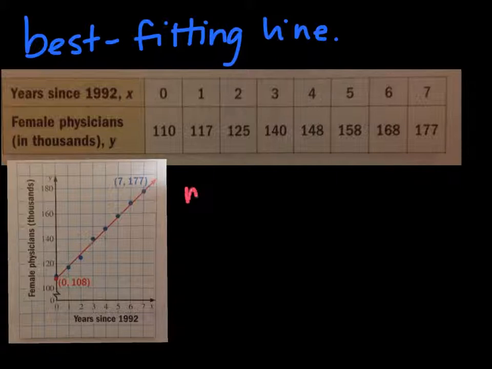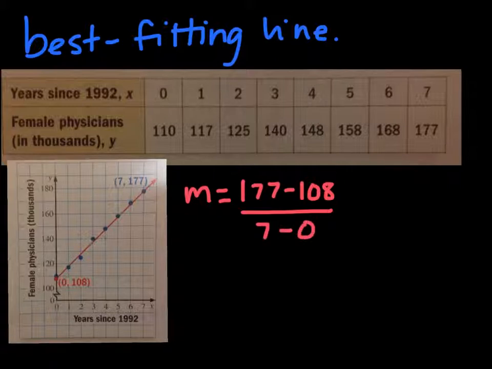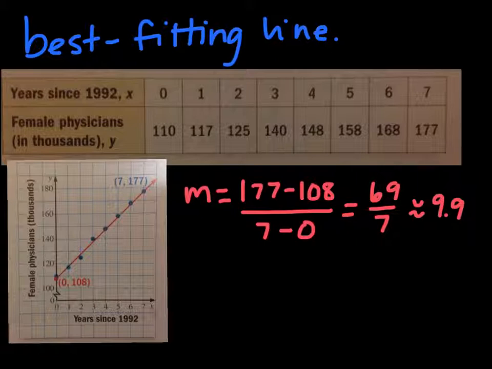So here we're going to solve for slope, or m, the way we've done in every prior example, by finding the difference between the rise and the run. So we have 177 minus 108, and 7 minus 0, which gives us 69 over 7, which is approximately equal to 9.9, okay? Where does the line intersect the y-axis? We've estimated that that's at about (0, 108). So now we can write our approximate equation as y equals 9.9x plus 108.